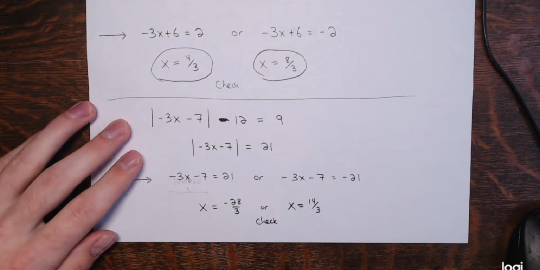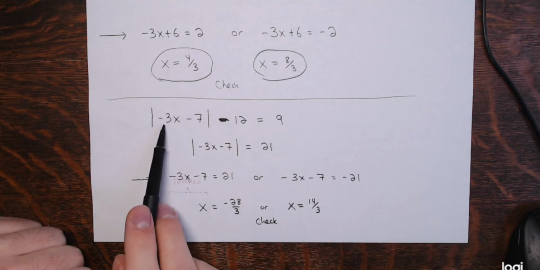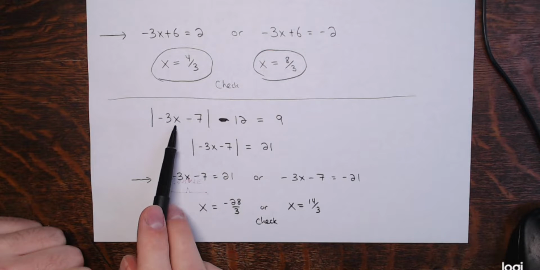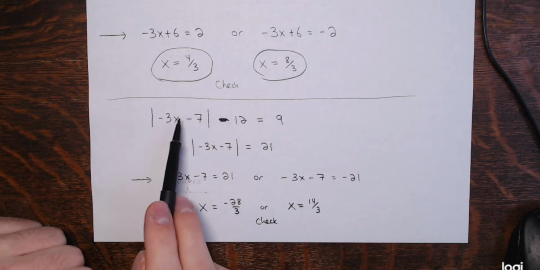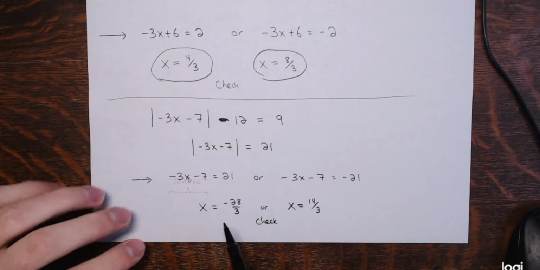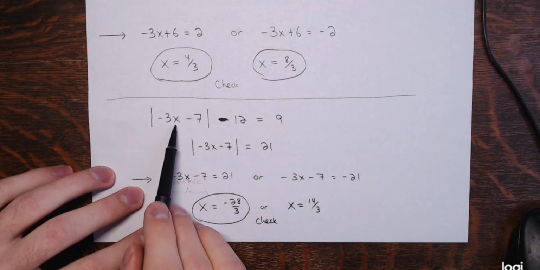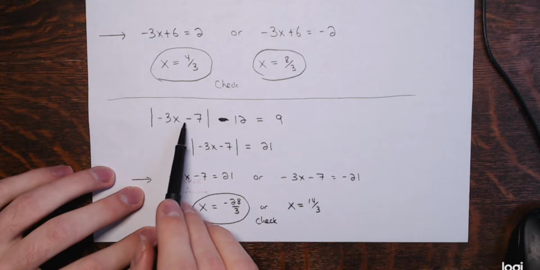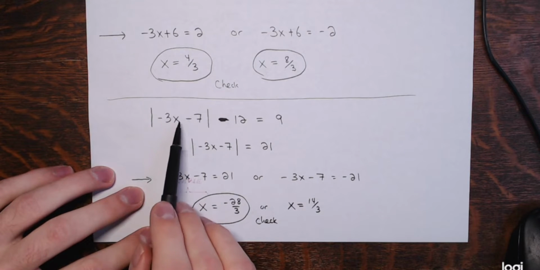All right, so quick mental check. If x were negative 28/3, negative 3 times negative 28/3 would be positive 28. Minus 7 would be positive 21. The absolute value of 21 is 21. 21 minus 12 is 9. That is true. 14/3. Negative 3 times 14/3 would be negative 14. Minus 7 would be negative 21. The absolute value of negative 21 is positive 21. Minus 12 is 9. That's true.